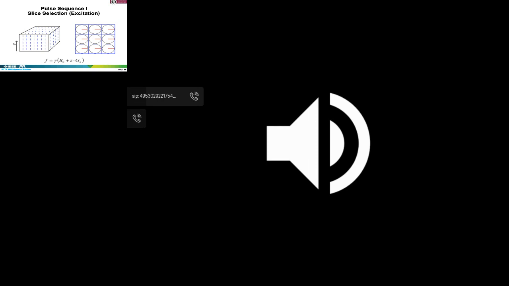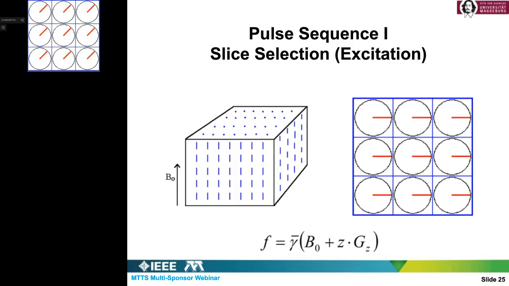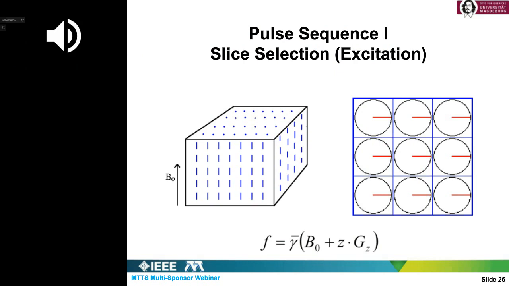Now at this slice, the spins are rotating. It's not rotation, but it is precession with the same Larmor frequency, with the same speed. Same speed, whether it is in the vertical direction, the y direction, or the x direction. So this is the first step in just exciting one slice of the body.